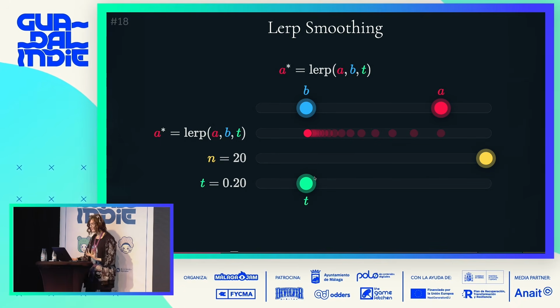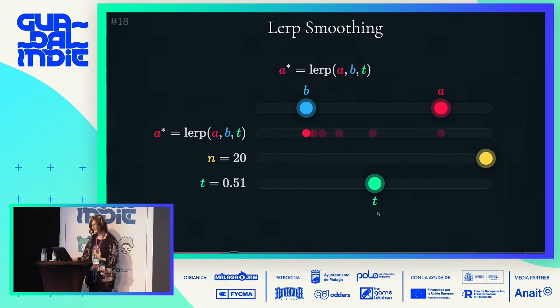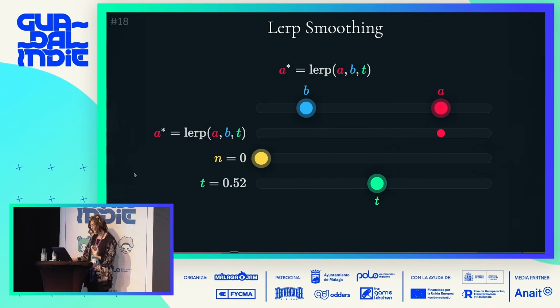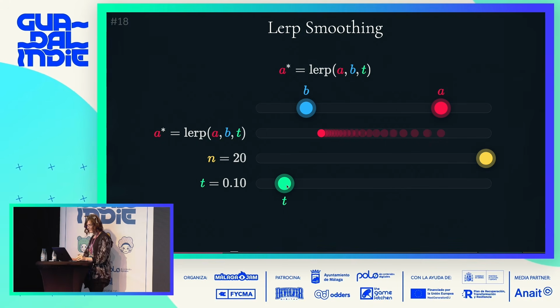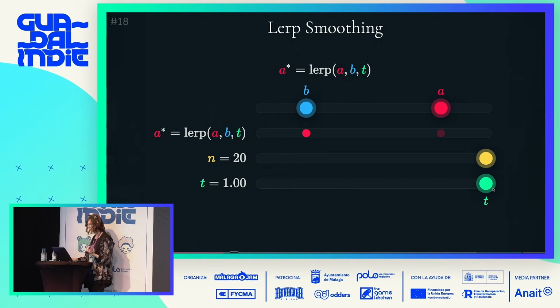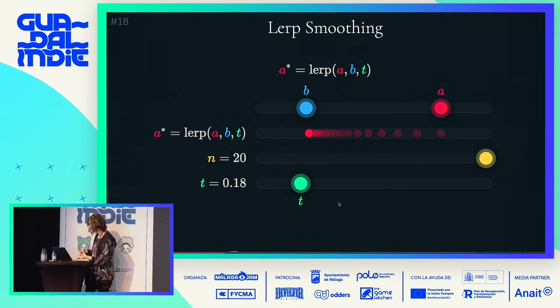And then the t value in this case is going to control kind of how quickly it makes that jump. So 0.5 would be halfway on every iteration, so halfway between each of the remaining distances. And so if it's 0, it can't move anywhere. If it's 1, it teleports to the target immediately. And so that's kind of the functioning of the Lerp smooth.